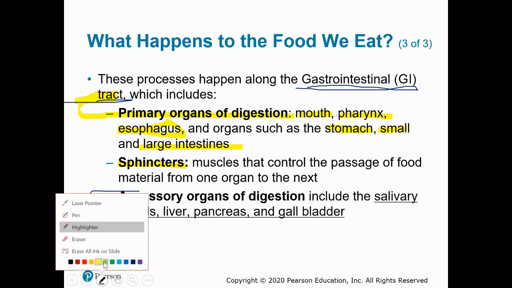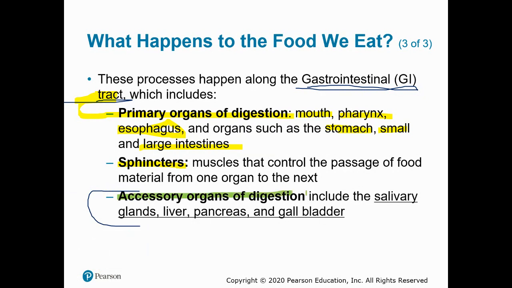And then the accessory organs of digestion, these are really critical. And they're called accessory, again, because food doesn't pass directly through them. But they're critical for digestion. We can't really digest well without them. So these include the salivary glands of the mouth. And then the real kickers here are the liver, the pancreas, and the gallbladder.